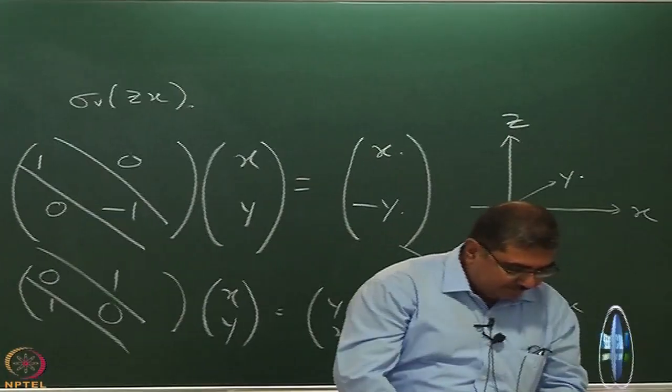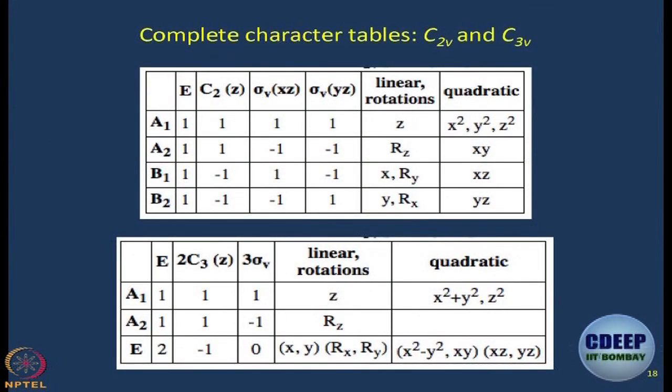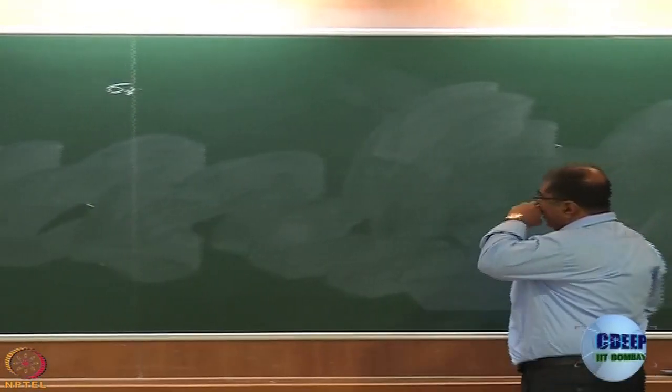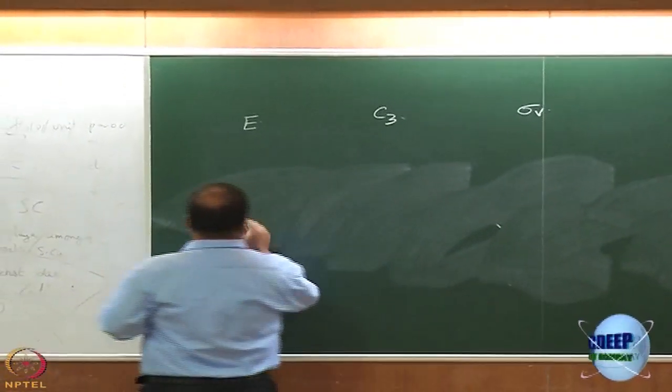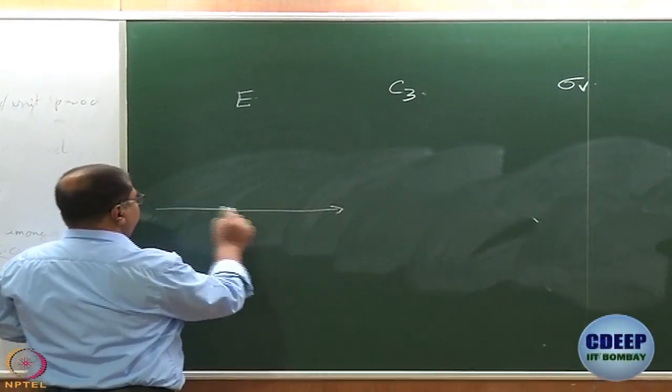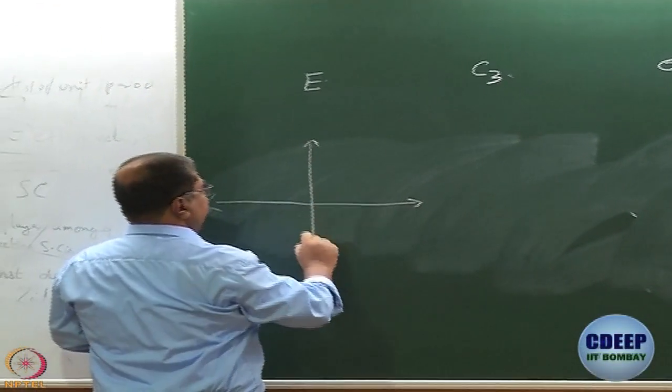Now, some more character tables. This is your C2V character table, this is C3V. Some other terms that you see are Rx, Ry, Rz. What is the meaning of Rx, Ry, Rz? Rotation with respect to x, rotation with respect to y, rotation with respect to z. Okay. Let us try and see if we can figure out why Rx, Ry, Rz belong where they belong here. To do this, let us do one, then we will understand. We will just do one, you can do the rest.